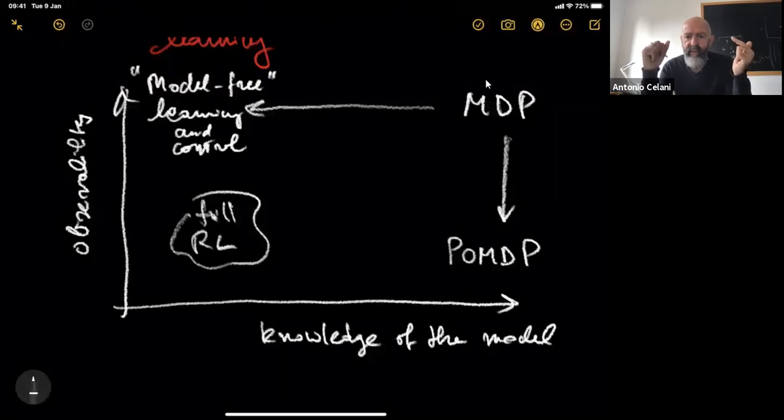If it's a grid world, we have this information about the state, but we don't know what the rewards are, and we don't know what the transition probabilities are. Okay. So we'll go through some examples in the following to clarify what it means to be model-free and try to learn and control.